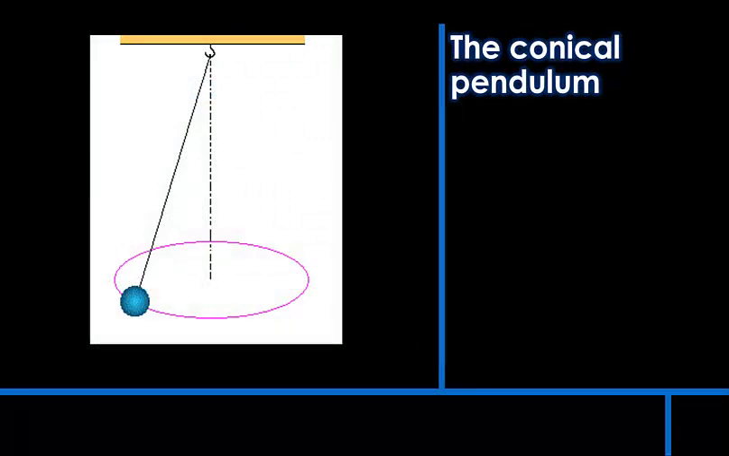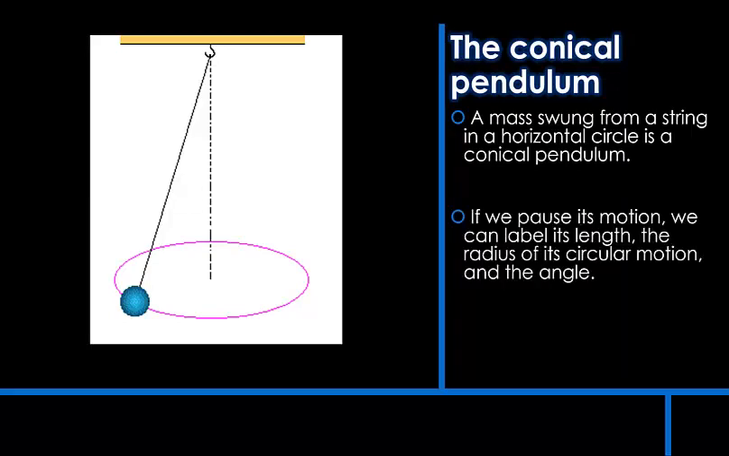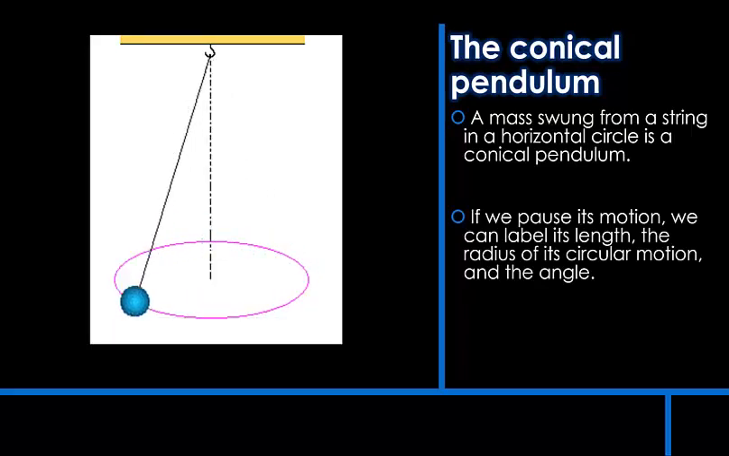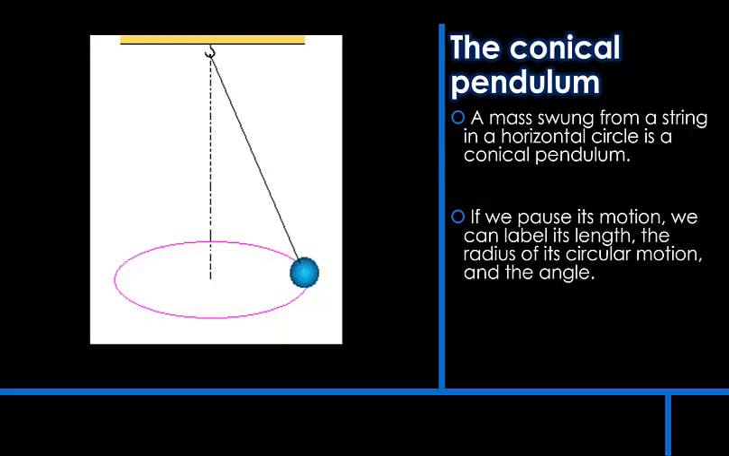The conical pendulum is an example of horizontal circular motion where we have an object on a mass which is swung from the end of a string in a horizontal circle. If we watch the motion of this thing, we can see that as it swings around in this horizontal circle, the string will sweep out the shape of a cone, which is why it's called a conical pendulum. If we watch this again and we just pause its motion at the right point, we can label in the length and the radius of the circular motion.